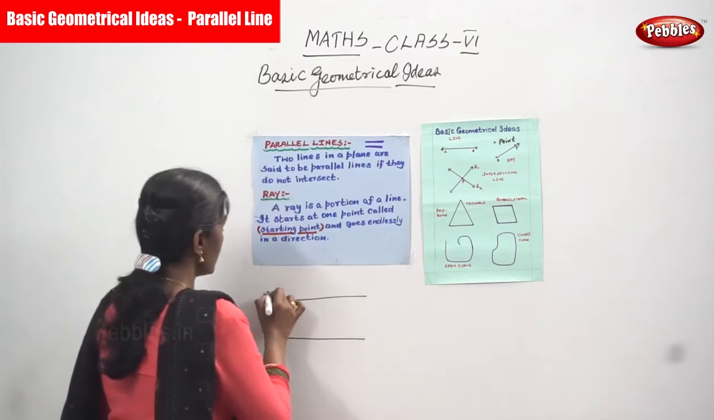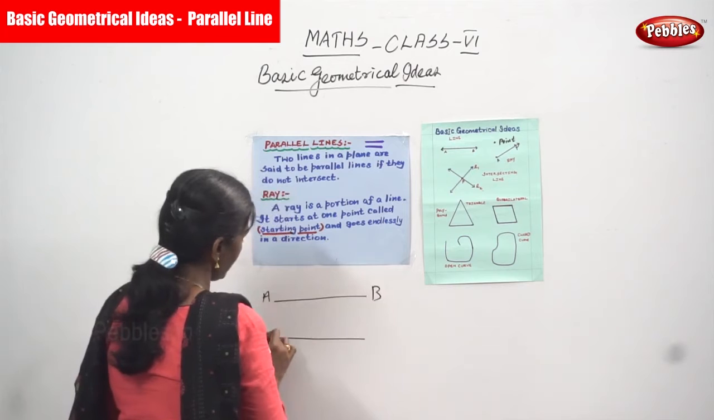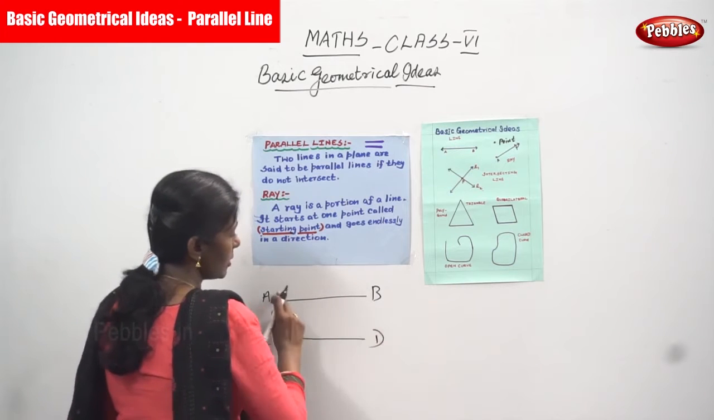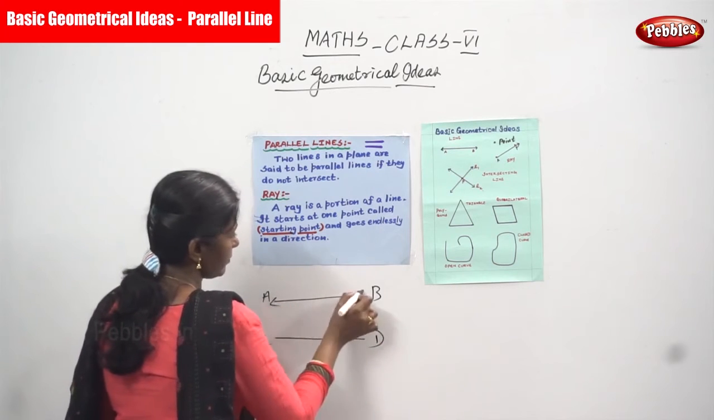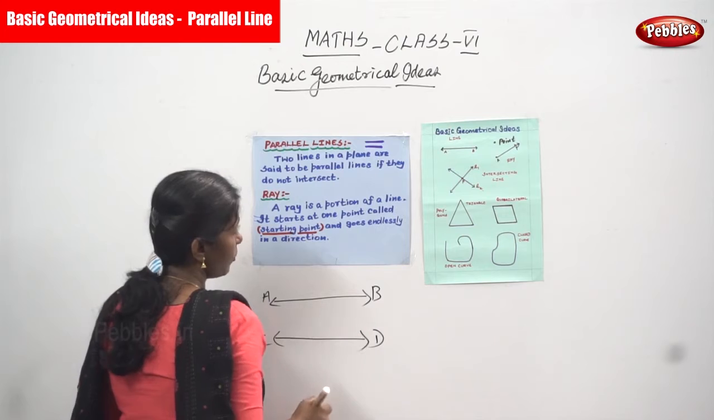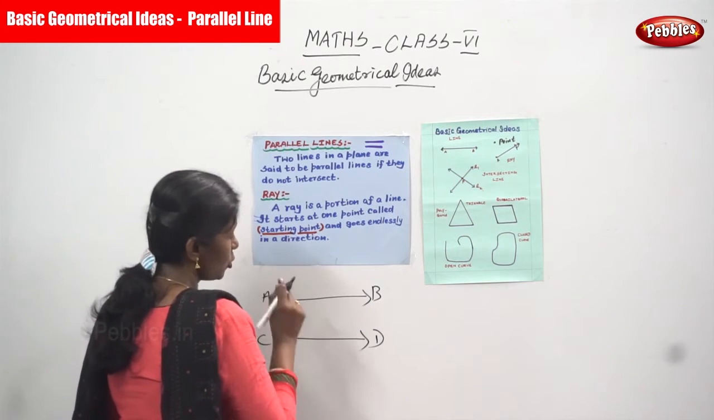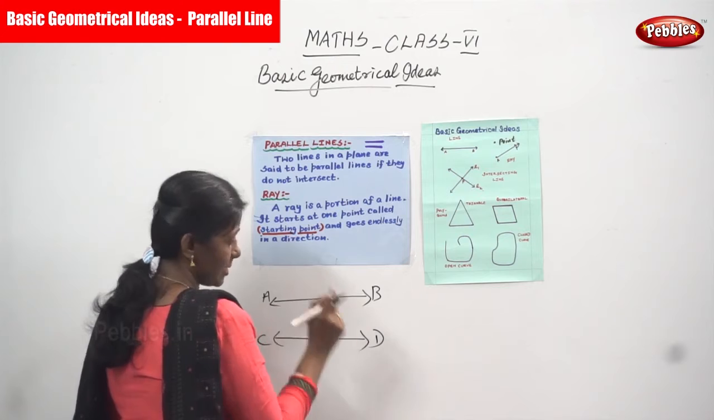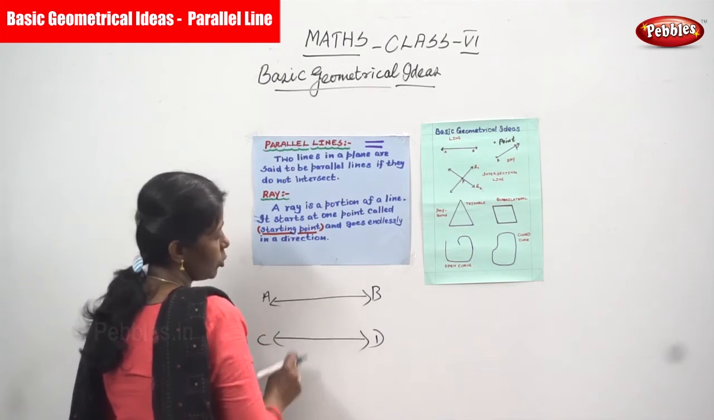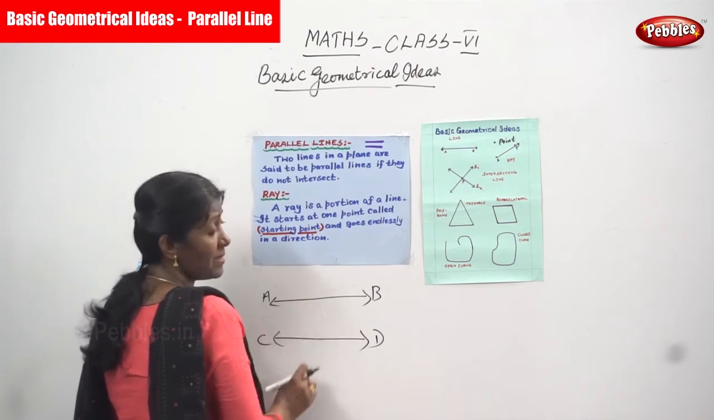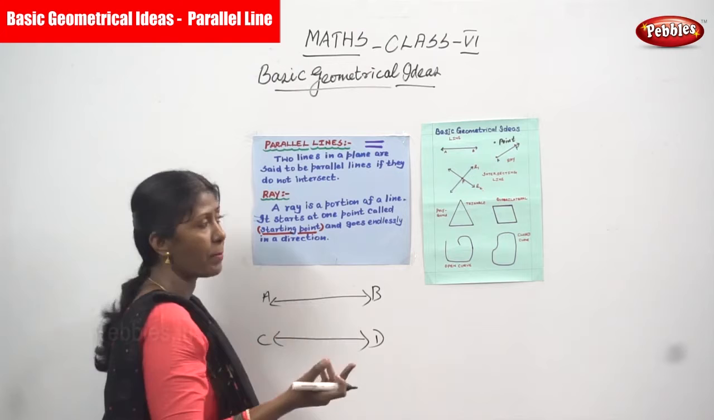So we can call this A and this B, and this C and this D. So this is one line and this is one more line. These two lines are called parallel lines. Two lines in a plane are said to be parallel lines, and they do not intersect. Intersect means they are not joined together and they don't have a common point.